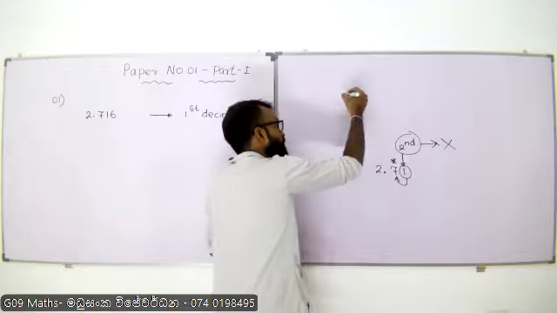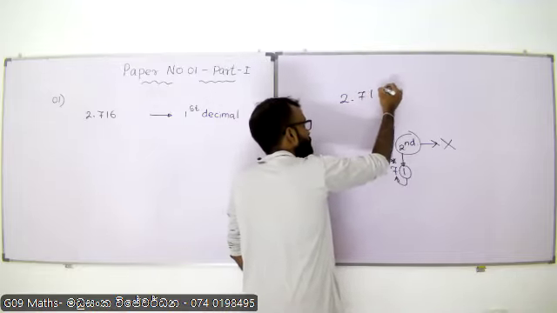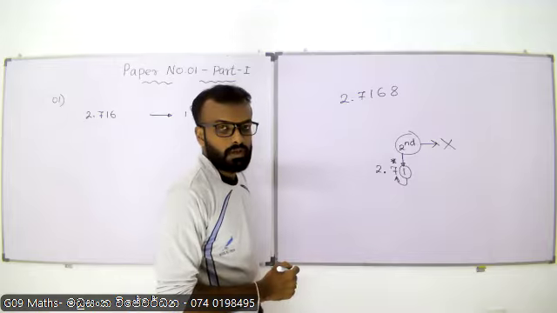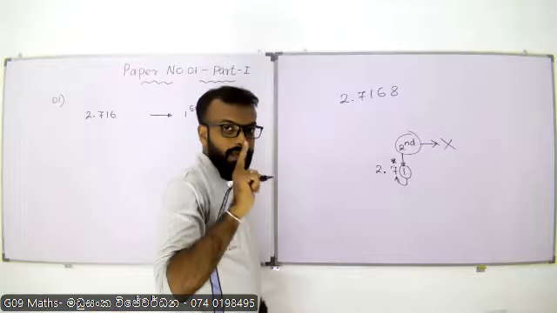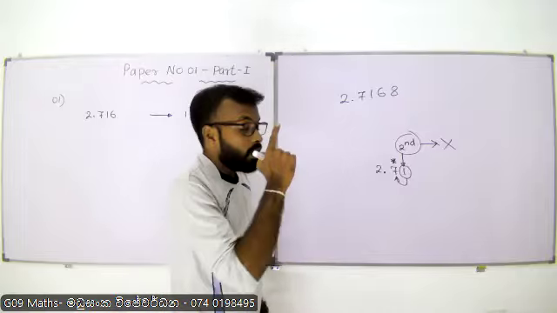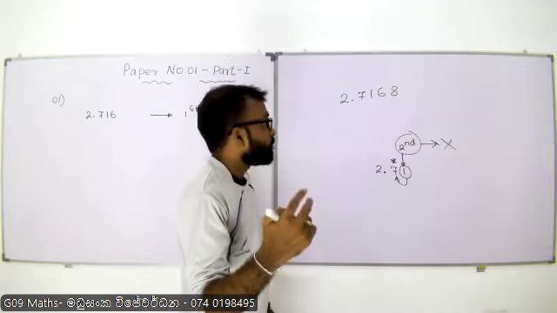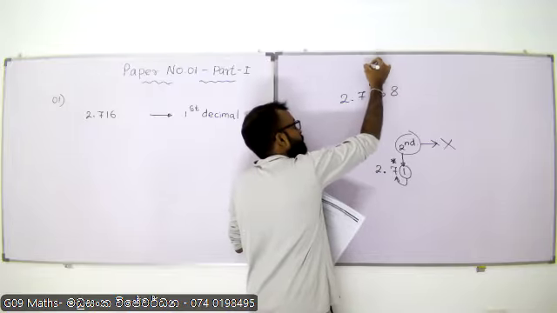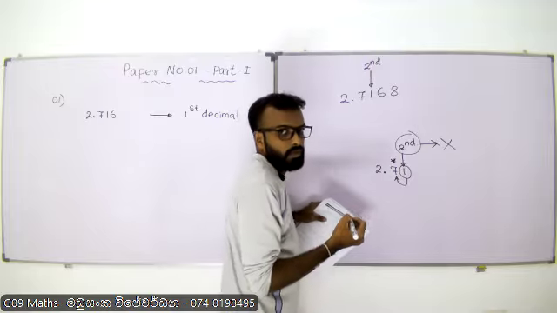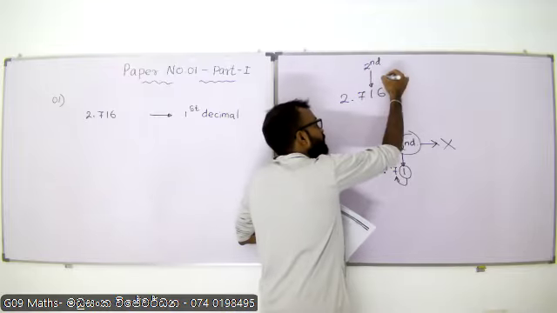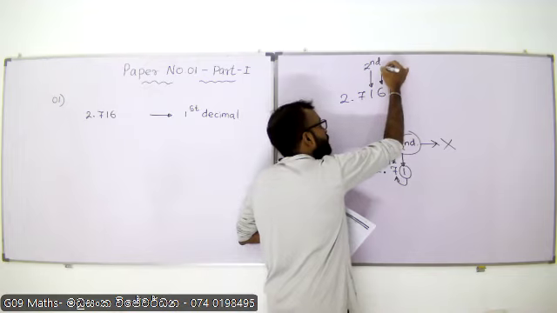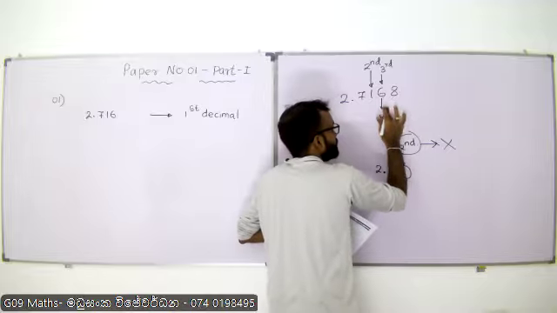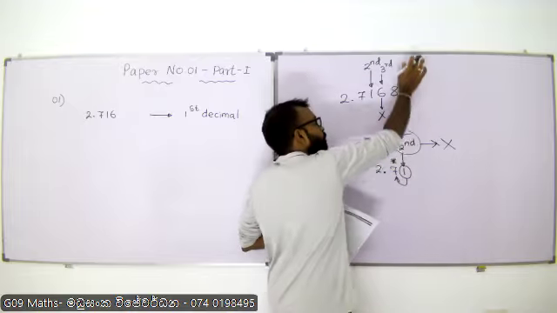Now think of this, 2.7168. There are four decimal places. In the exam, they are asking you to round it off to the second decimal place. We only need to care about the third decimal place. We are going to consider this and eliminate this. We don't need the fourth one.